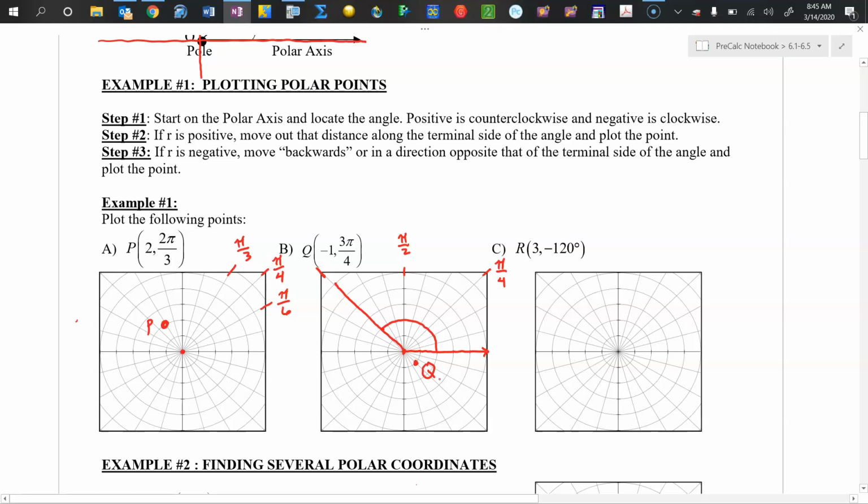And finally, a third example where we have a positive directed distance but a negative directed angle. So again, starting at the pole, drawing in our polar axis, rotating backward or in a negative direction of 120 degrees, and then from the pole we are going to move out 3 units in that direction and label that point R.